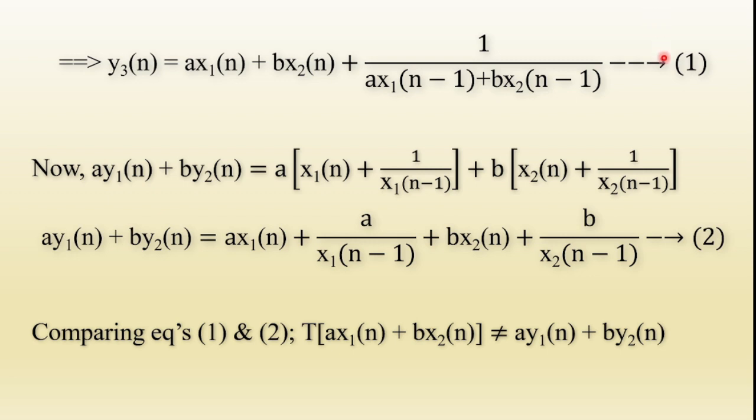Comparing these two, equation 1 is not equal to equation 2. That is, transformation of a x1 of n plus b x2 of n is not equal to a y1 of n plus b y2 of n. So the linearity condition is not satisfied. Hence, the given system is a non-linear system.